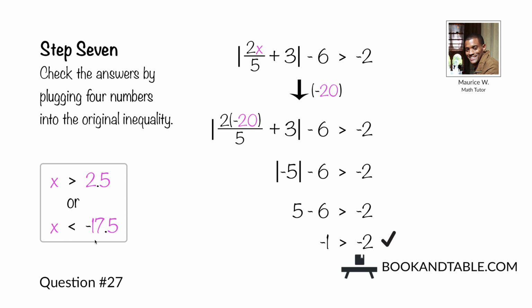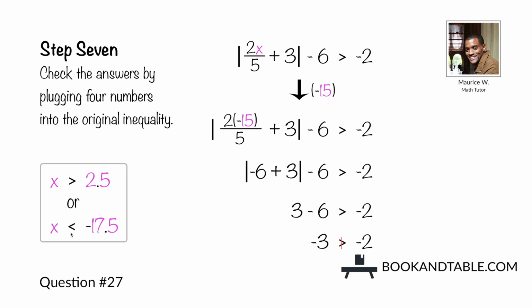We then want to test a second number. So negative 15 would be greater than negative 17.5. 2 times negative 15 is negative 30. Divided by 5 is negative 6. Negative 6 plus 3 is negative 3. The absolute value of negative 3 is 3. 3 minus 6 is negative 3, leaving us with the false statement, negative 3 is greater than negative 2.